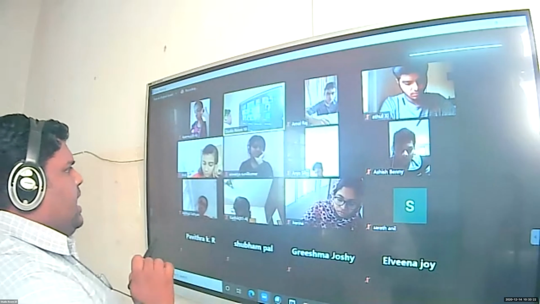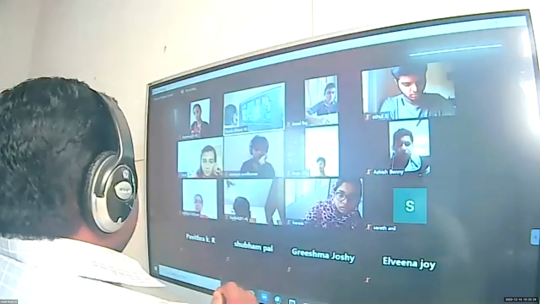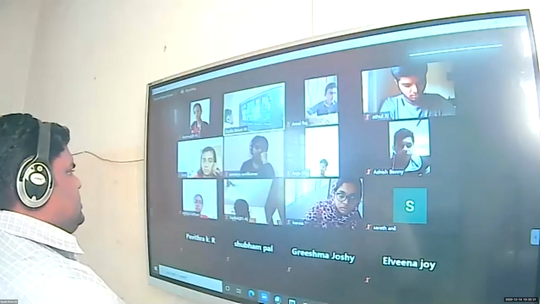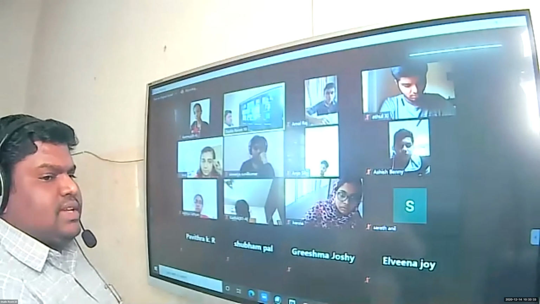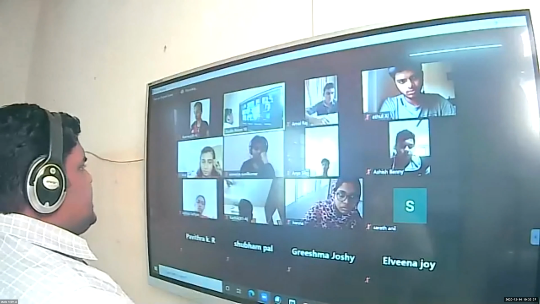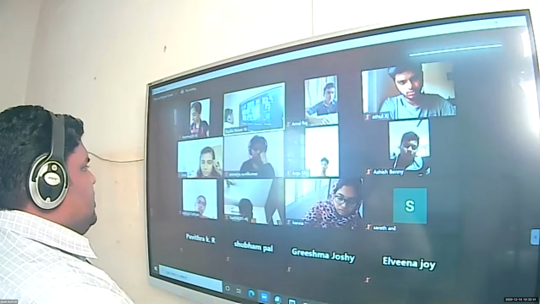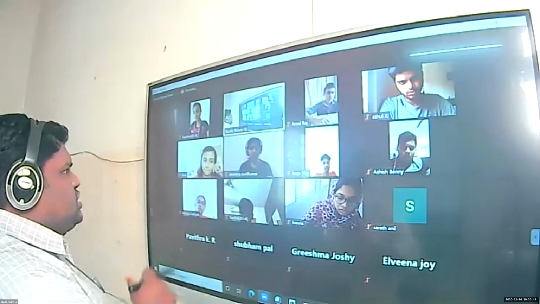MRP. What is MRP here? Maximum retail price. No seller is able to sell more than that particular price. It is the maximum. So the cost of production is less than that only, right? Does it include the transport cost or not?